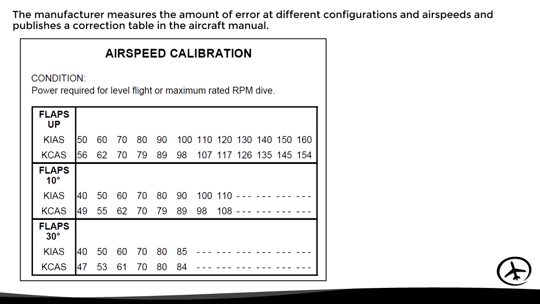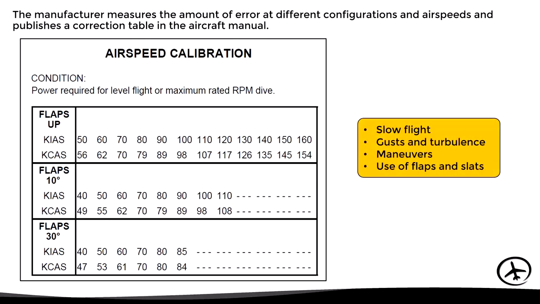However, we will see this a little more in detail in the specific video about the airspeed indicator. But in summary, we must bear in mind that we are going to have slight errors in the indication of airspeed when performing maneuvers such as slow flight, flying in gusty or turbulent conditions, or when using flaps or slats. With this being said, we finish with the Pitot tube cover.